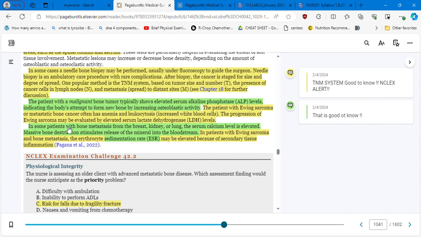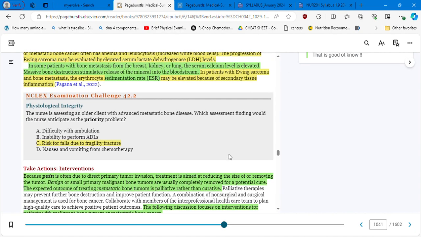In some patients with bone metastasis from the breast, kidney, or lung, the serum calcium level is elevated. Massive bone destruction stimulates release of the mineral into the bloodstream. In patients with Ewing sarcoma and bone metastasis, the erythrocyte sedimentation rate, again, the one that measures inflammation, may be elevated because of secondary tissue inflammation. So, NCLEX question, that's good to know.